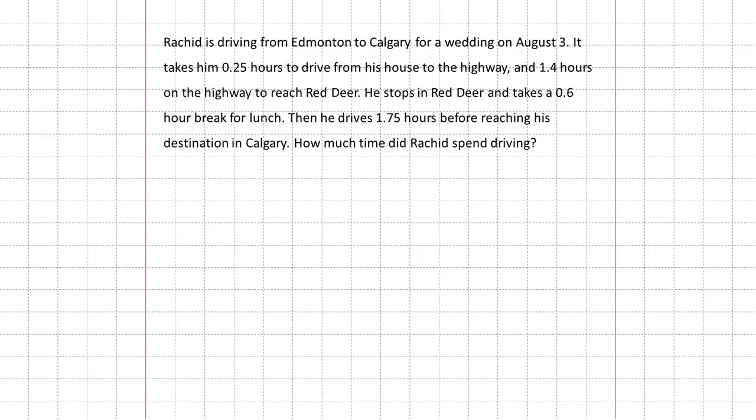Here Rachel is driving from Edmonton to Calgary. It takes him 0.25 hours to drive from house to highway, 1.4 hours to drive from highway to Red Deer. He stops in Red Deer and takes a 0.6 hour break. Then he drives for 1.75 hours before he reaches Calgary. It says, how much time did Rachel spend driving?